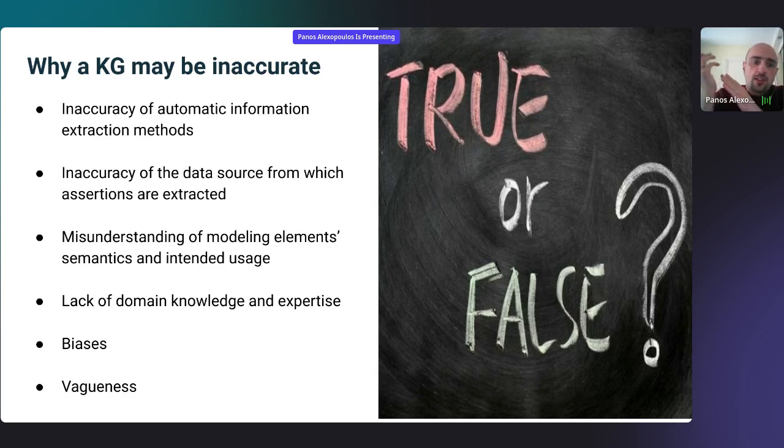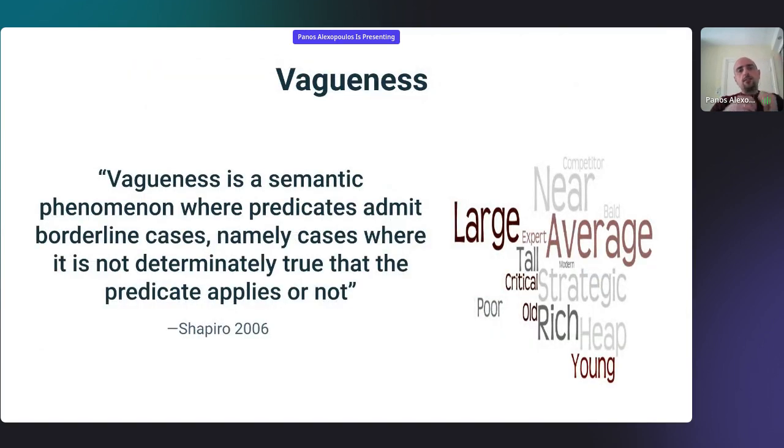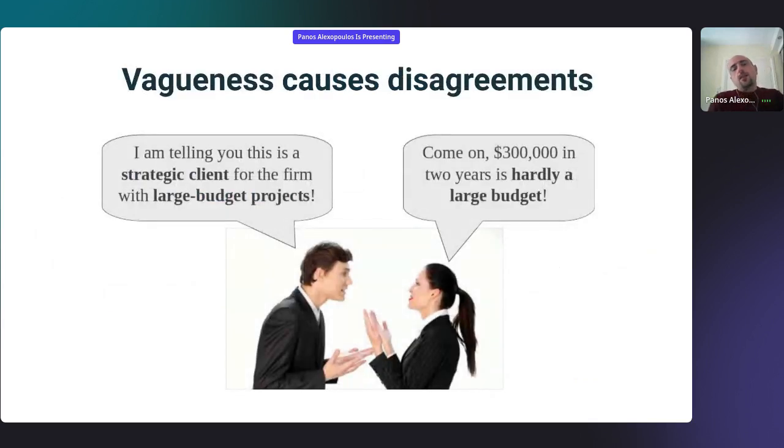Of course, there's also the case that we have lack of domain knowledge and expertise, biases that can happen, and vagueness. I'd like to talk a bit more about vagueness. Vagueness is a semantic phenomenon where we have predicates that admit borderline cases, that is, cases where it is not determinately true whether the predicate applies or not. You will recognize vagueness when you have terms like large, near, average, tall, strategic, poor, old, and these kinds of things. So what's the problem with that?